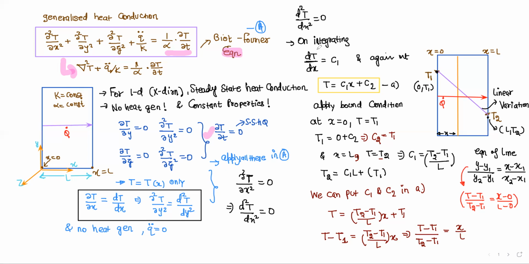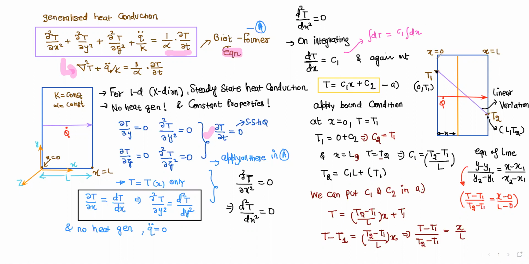On integrating, we get dT by dx is equal to C1. Integrating again, we get integration dT is equal to C1 integration dx. So T is equal to C1 x plus C2, where C1 and C2 are constants of integration. These two constants we can find by applying the boundary conditions.